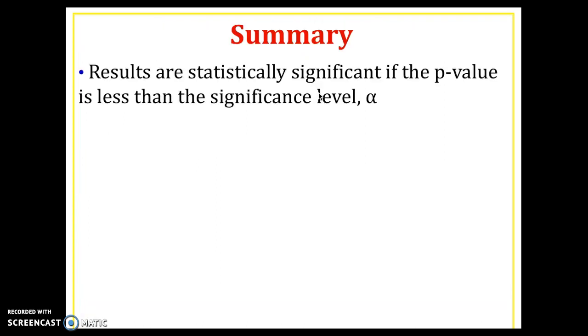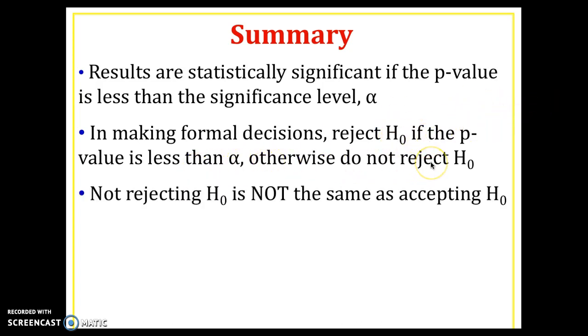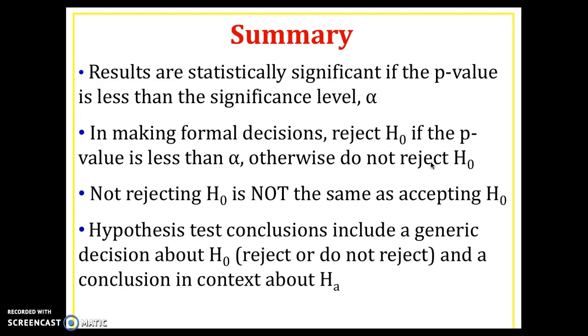All right, so as a quick summary, results are statistically significant if the p-value is less than the given significance level. And if that's not stated, we assume that the significance level is 0.05. In making formal decisions, reject the null hypothesis if the p-value is less than the significance level. Otherwise, do not reject. Don't forget, do not reject H0 is not the same as accepting. We cannot show that the null hypothesis is true with these hypothesis tests. And hypothesis test conclusions include a generic decision about H0, reject or not reject, and a conclusion in context about the alternative hypothesis. All right, thank you.